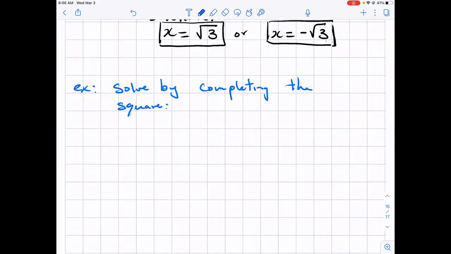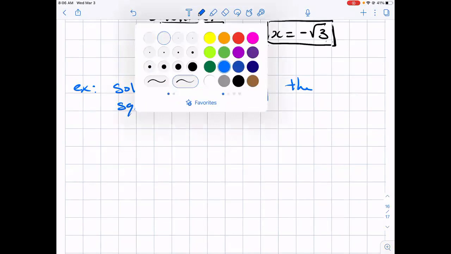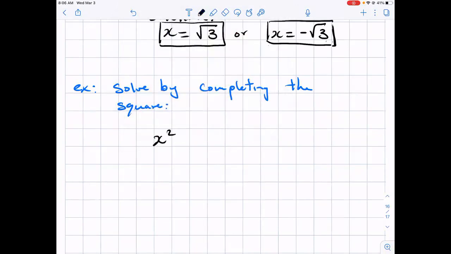And the example we will look at is x squared plus 2x minus 6 equals 0. Okay?